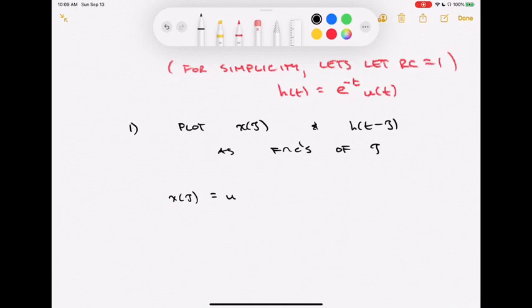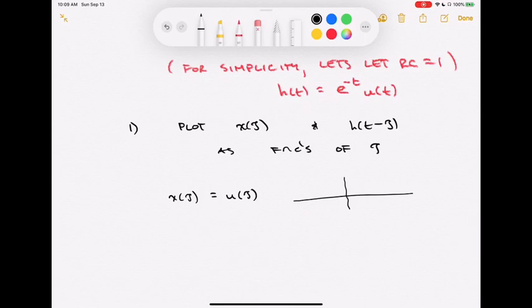I'm doing it not x of t now, I'm doing it x of tau. So I just replace t with tau, and so I'm going to be looking at x of tau equaling u of tau, and I want to plot this as a function of tau. This is no different than what we've already seen, right? We already know this. If you could plot x of t, you can plot x of tau.